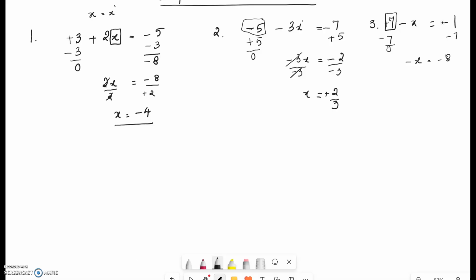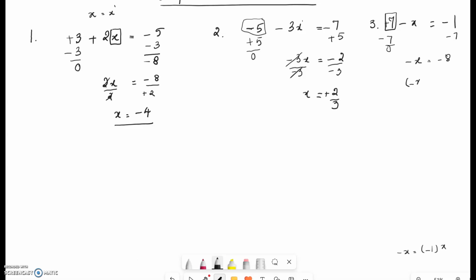Now we need to get x by itself. Now we need to get rid of the negative sign. This is the same as having a negative 1 multiplied to x. So negative x, I'm going to write it here, is the same as negative 1 times x. So you can do one of two things. You could multiply both sides by negative 1. So let's see how that works.